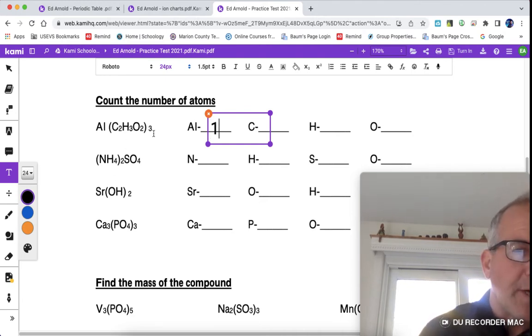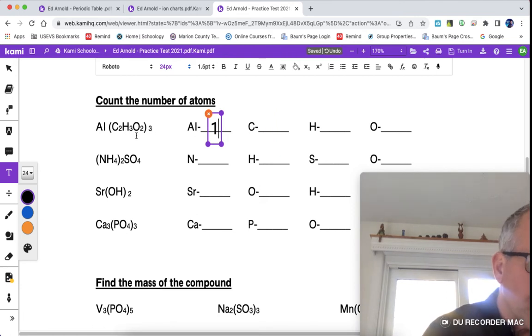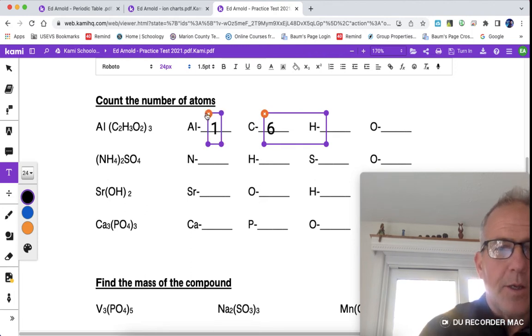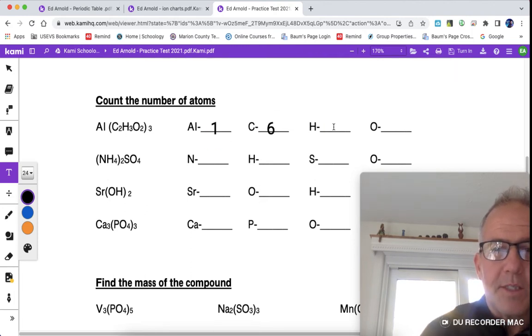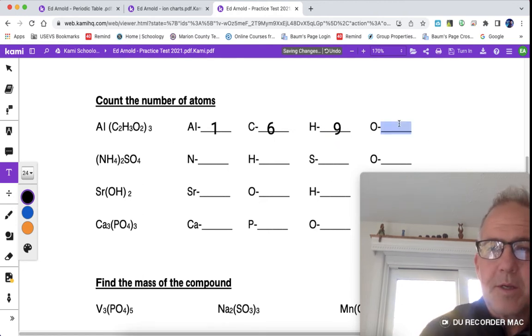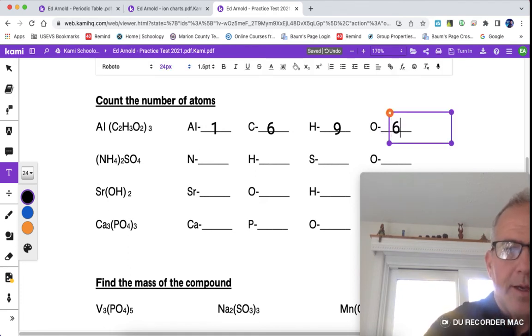Now this 3 is outside the parentheses, so that triples everything inside. So you have 6 C's. You have 3 times 3, which is 9 H's. And you have 3 times 2, which is 6 O's. And that's all there is to that. Okay.